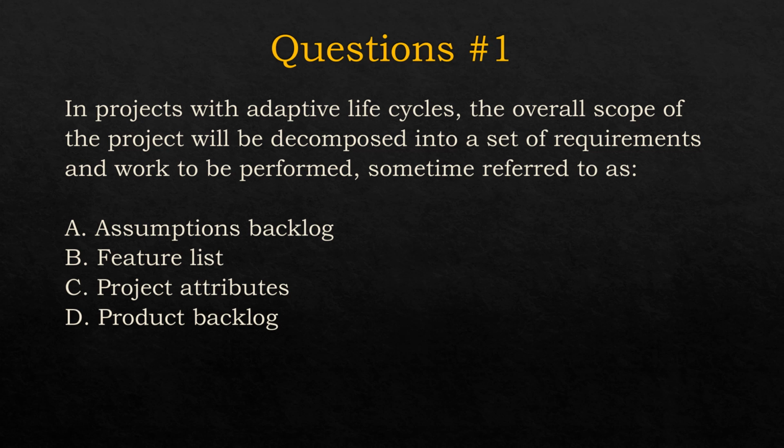Let's apply our lessons learned in solving some questions. Question number 1. In projects with adaptive life cycles, the overall scope of the project will be decomposed into a set of requirements and work to be performed, sometimes referred to as: assumptions backlog, feature list, project attributes, or product backlog. I'll give you 10 seconds to think, then we can choose the right answer. The right answer is product backlog.